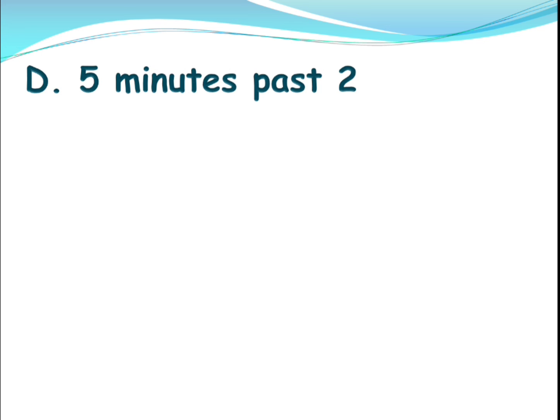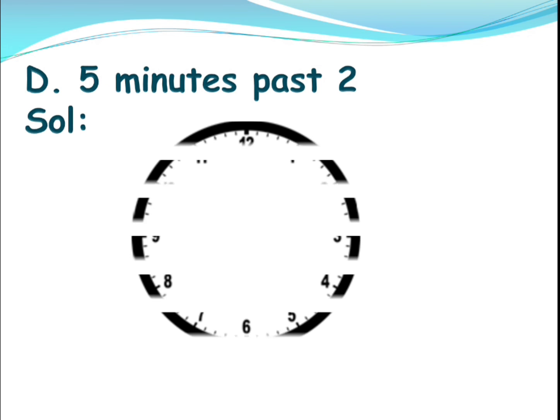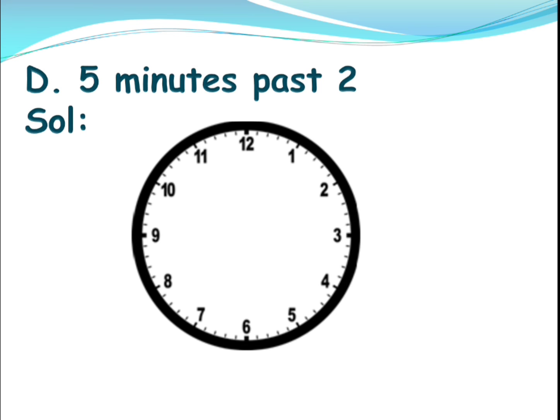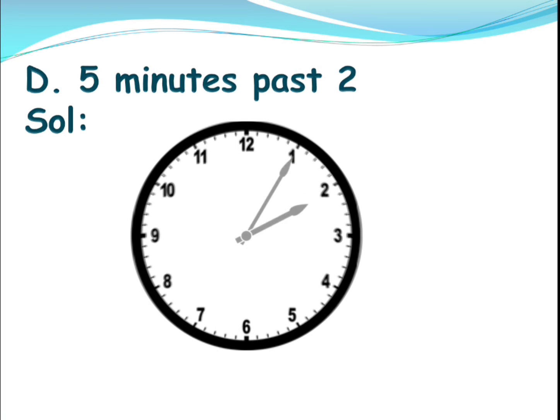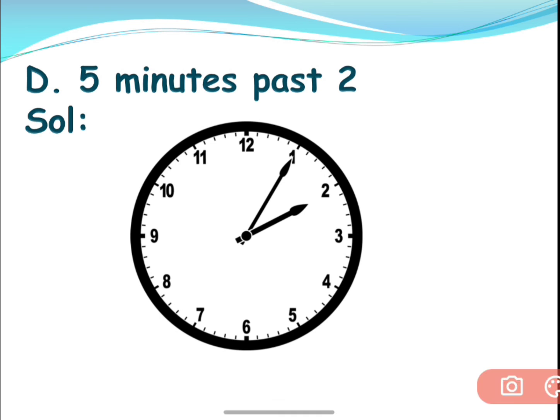5 minutes past 2. Past means it's completed, it's over. That means the short hand will be on 2. 5 minutes past. From 12, if it is 0, 5 is 5 ones are 5, so the longer hand will be on 1. That's what you need to draw. So 2:05. Okay, children. Next.